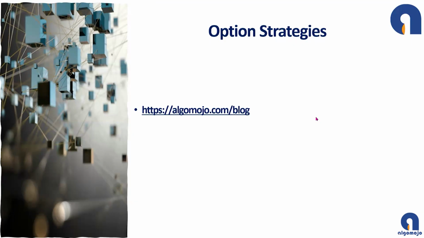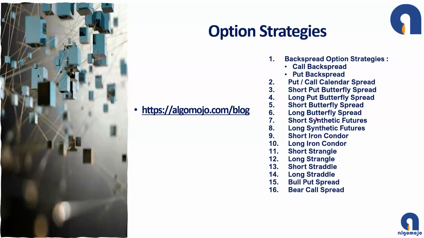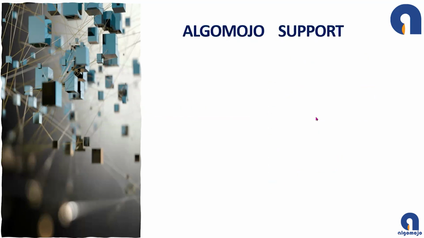Now, if you're an options trader or strategy trader and you would like to do the setup for multiple legs, kindly visit our blog at algomojo.com/blog. We have given an explanation of how to do the setup for close to 17 strategies, a step-by-step process of setting it up. The option strategies are explained in this blog. Kindly have a look at it and do the setup. In case you need any assistance, feel free to get in touch with us. We are there to support you.